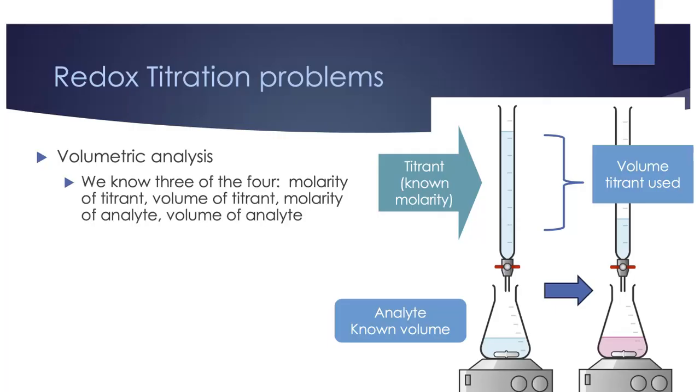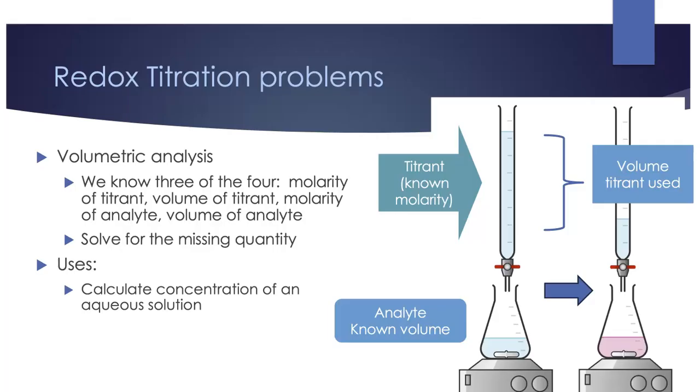When you think about your setup for a redox titration, or really any titration, we know 3 out of the 4: the molarity of the titrant, the volume of the titrant, the molarity of the analyte, and the volume of the analyte. Whatever piece we don't know, that's what we're solving for. There are a lot of uses for titration in general, right? The most important one for us is that we can use it to calculate the concentration of an aqueous solution. Another variation for redox titrations is we might find the percent by mass of the analyte in the original sample, if we had, say, measured the mass of that analyte before we dissolved it.